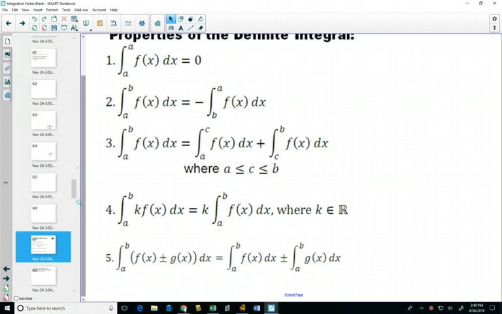And we know that you can add or subtract functions and find them separately, or do them all together.